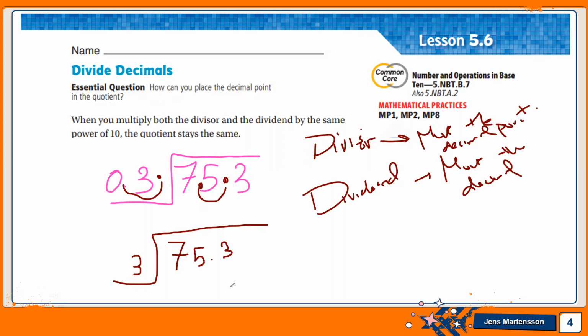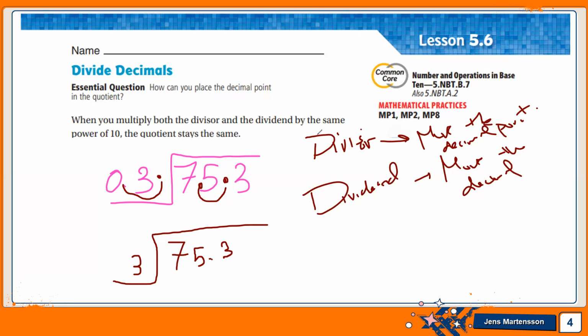How many digits should I move the decimal point in the divisor? In order to make it whole, I want to put it at the right. So if it needs 1, I will move it 1. If it needs 2, I will move it 2, in order to put the decimal point to the right. Then, if I move it 1 digit, I will move the dividend 1 digit. If I move it 2 digits, I will move it 2 digits. Then it comes as 75.3 divided by a whole number.